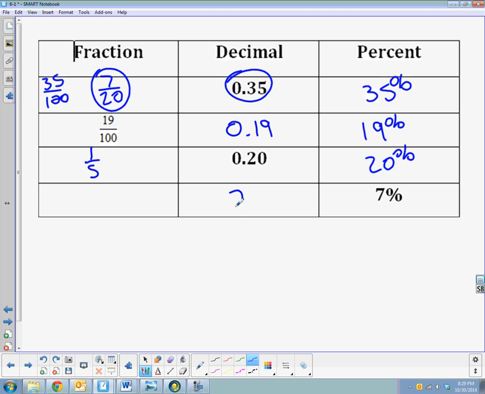7%, be careful, 7% is not 0.7. That's 70%. 7% is 7 out of 100, which is 7 hundredths, which is not 0.7. It's 0.07. Be very careful. Easy mistake to make because you see the 7, you know it goes as a decimal, but remember that we move the decimal to the left 2 times, which would make it 0.07 as a decimal.